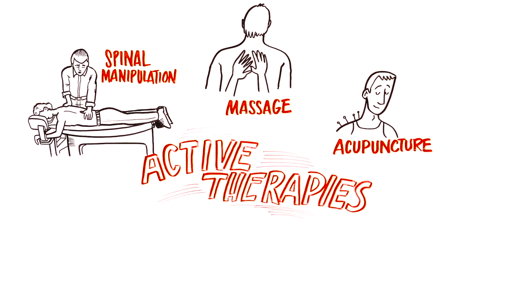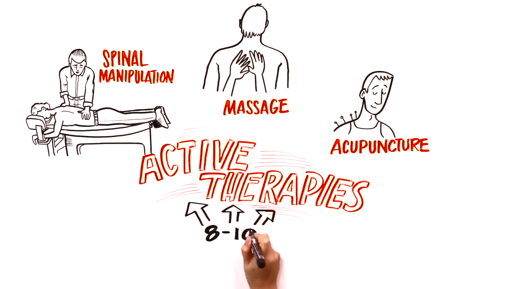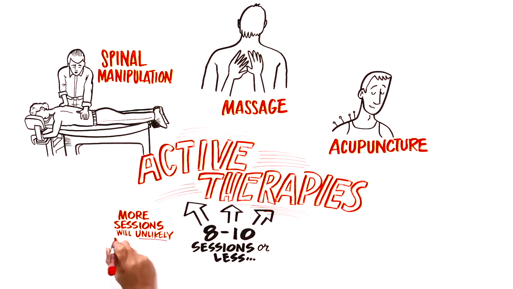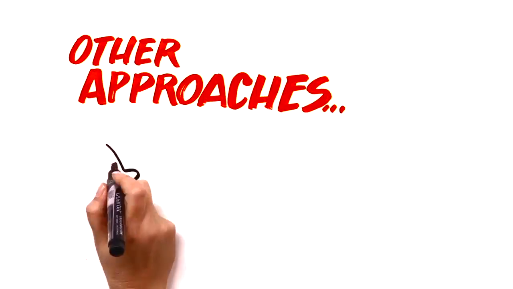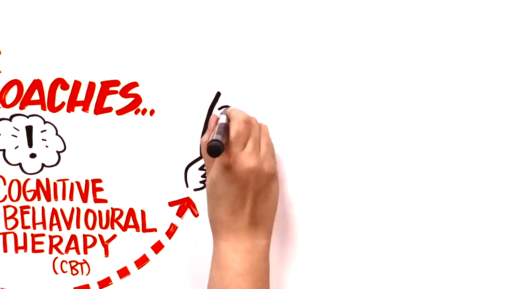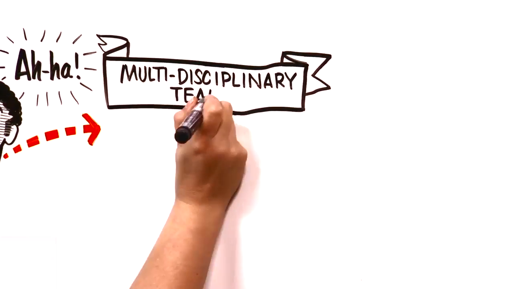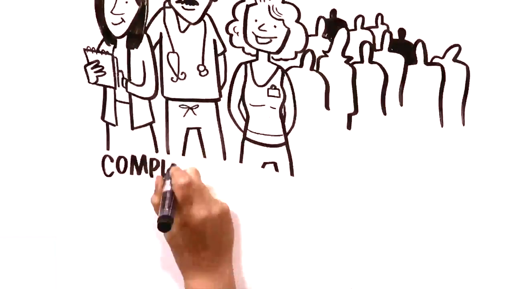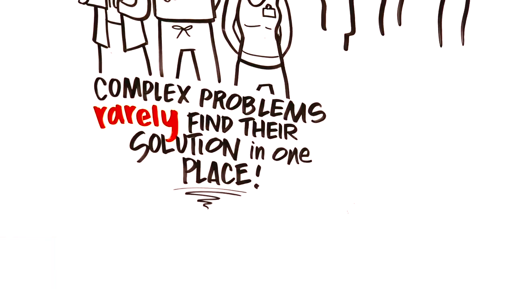The active therapy treatments shouldn't be done forever, and most patients report going to these types of treatments for 8 to 10 sessions before stopping. If these don't work at first, it's not very likely that continuing to go is going to help either. Other approaches are cognitive behavioral therapy and having a team of people to help you with different sorts of treatments. Back problems are often complex, and we know that complex problems are rarely resolved by doing one thing or looking at one place in the body. It's a combination of things, and that's why developing a team of people really helps.